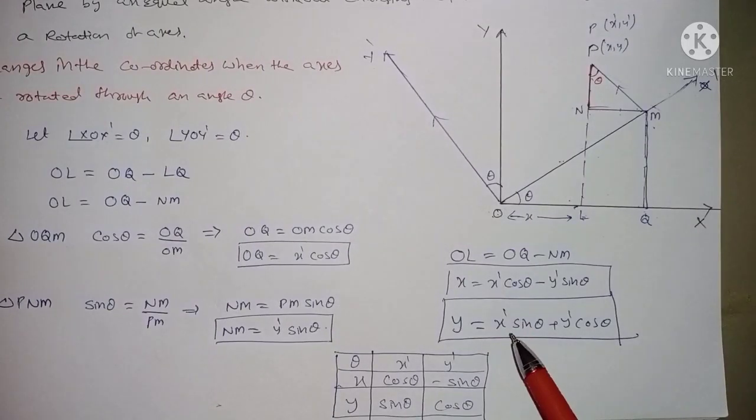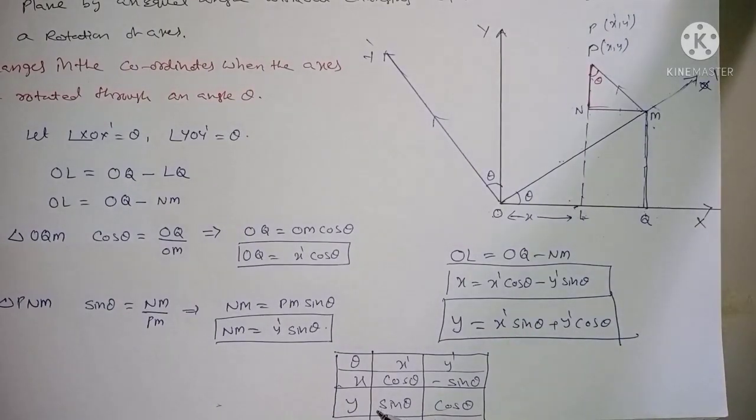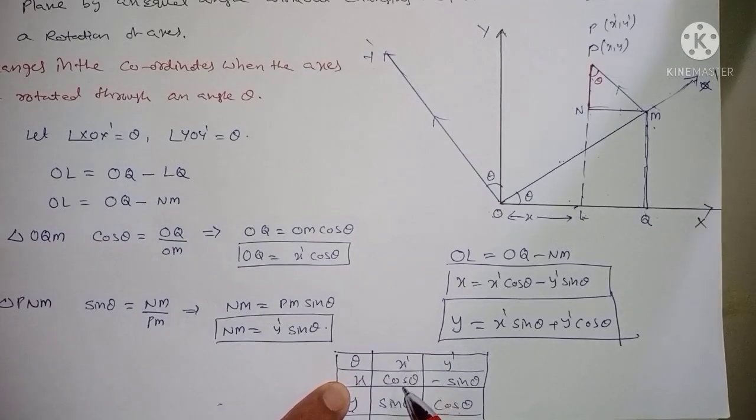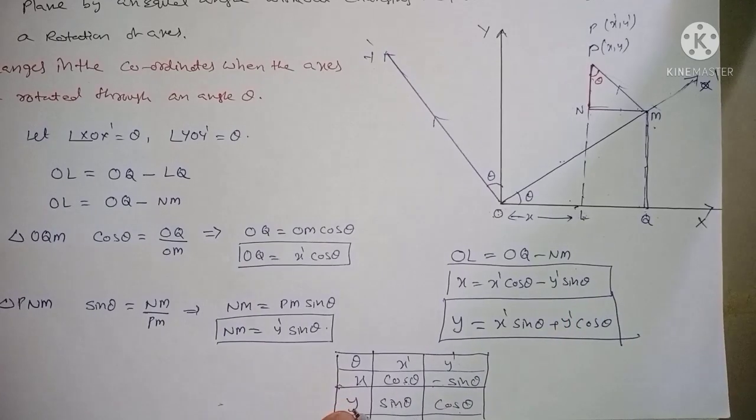These x and y values you can remember with one formula, one table. The original axis is x and y, the changed axis is x dash and y dash. Therefore you can write cos theta, minus sin theta, and the second row sin theta, cos theta. Therefore x is equal to x dash cos theta minus y dash sin theta. Clear? And y is equal to x dash sin theta plus y dash cos theta. Also x dash is equal to x cos theta plus y sin theta.